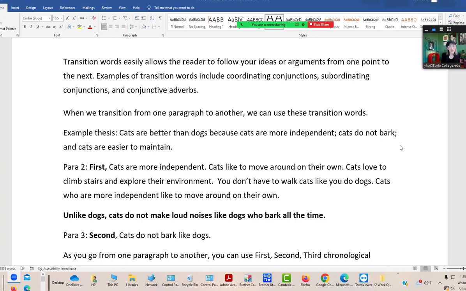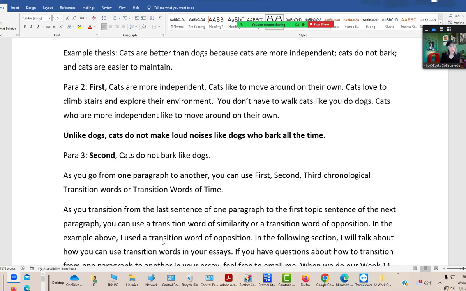Example thesis: cats are better than dogs because cats are more independent; cats do not bark; and cats are easier to maintain. And then you could use your transition words of order. First, cats are more independent. Second, cats do not bark like dogs. So as you go from one paragraph to the next, you can use first, second, and third, chronological transition words or transition words of time.